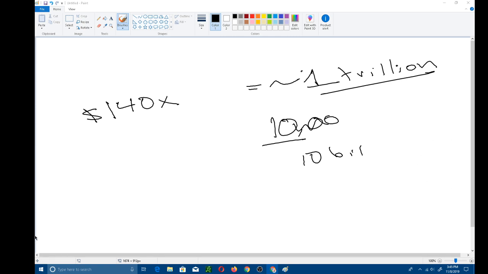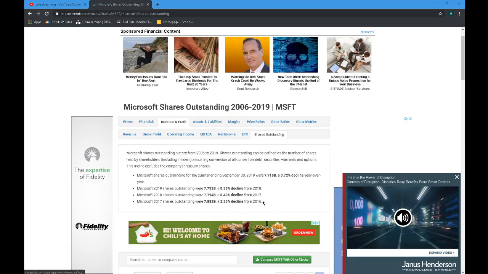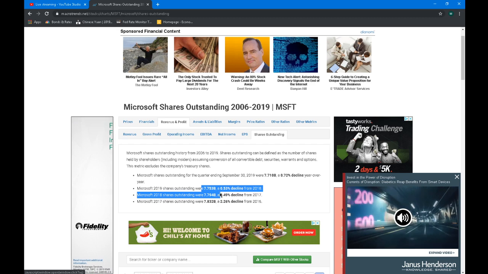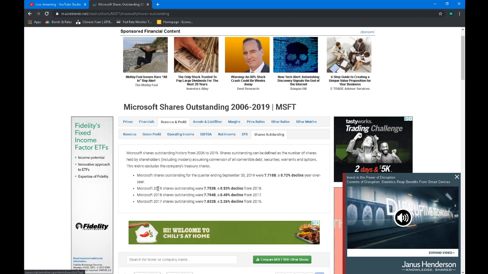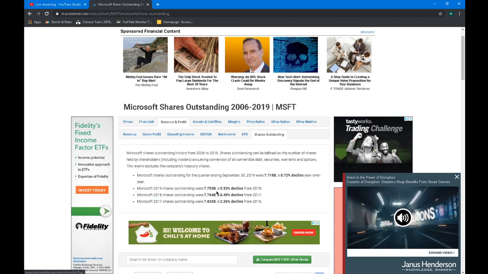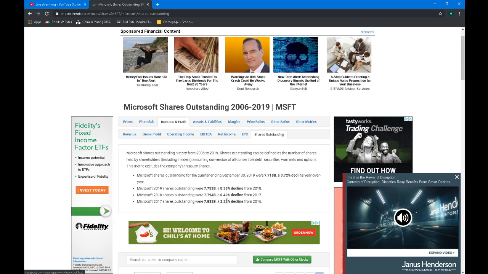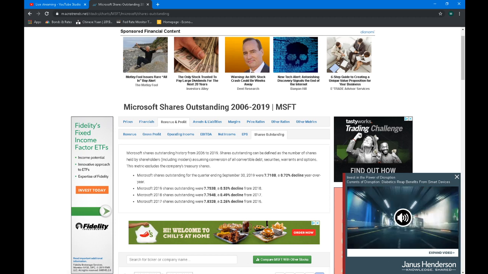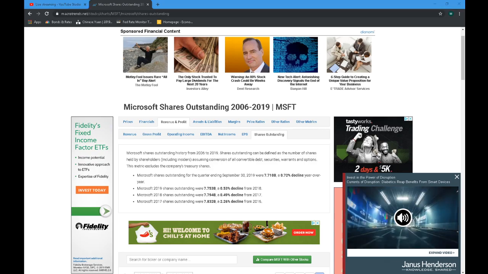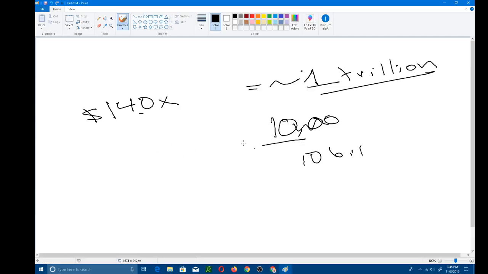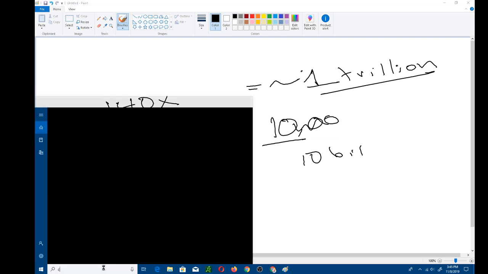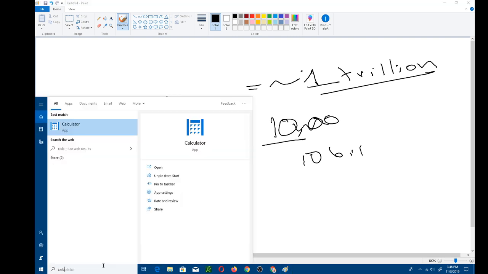Okay, cool. So we were close. We're a little bit off. So it says here, I'll just show the document. In 2018, there were about 7.753 billion shares in Microsoft's float. And that at a rate of $140 per share, we can do the math. I'll bring up a calculator if that's something you want to try, just to conceptualize this number.